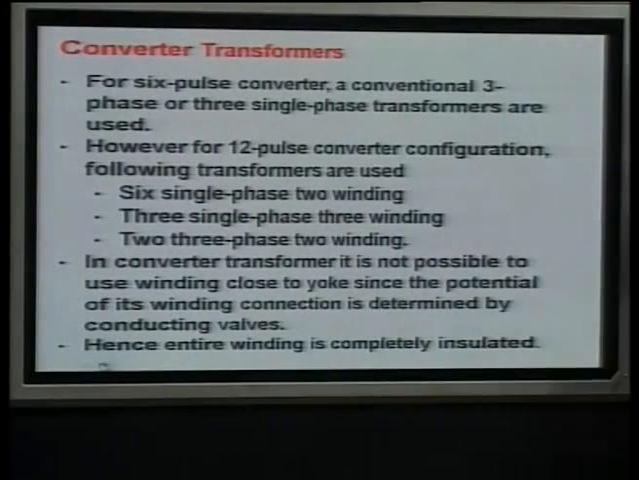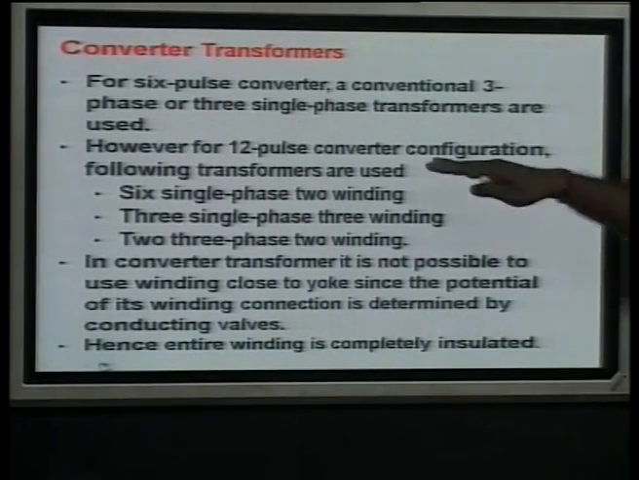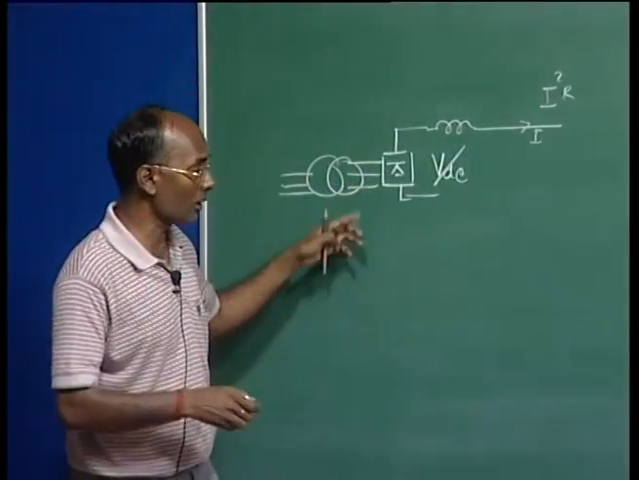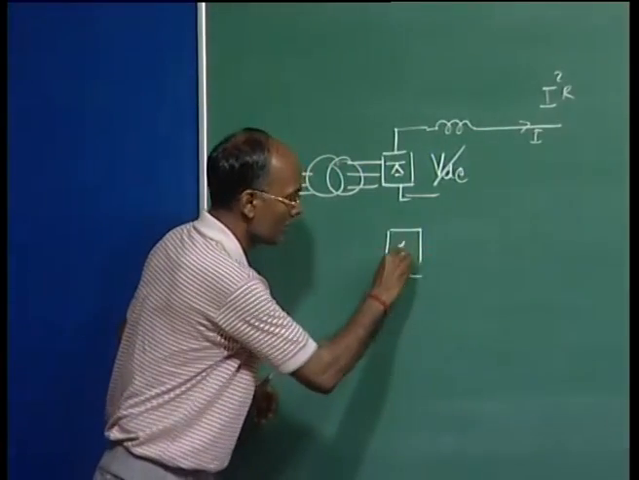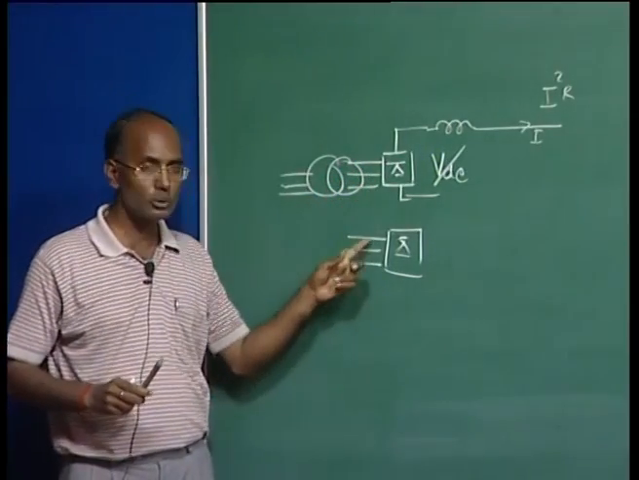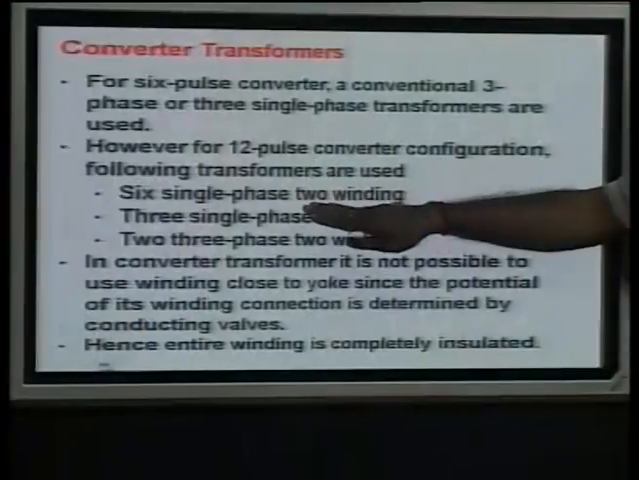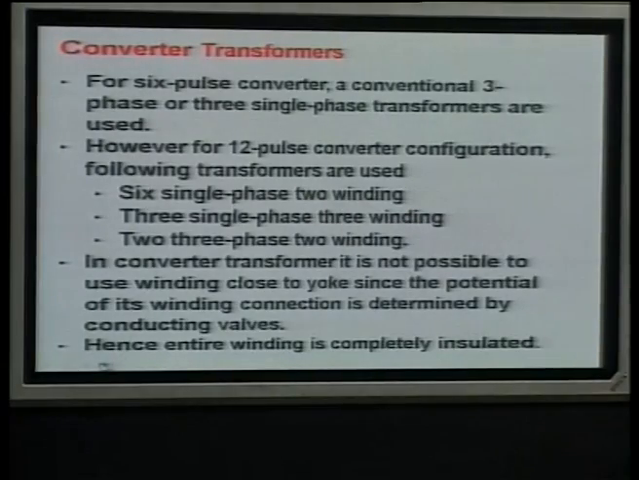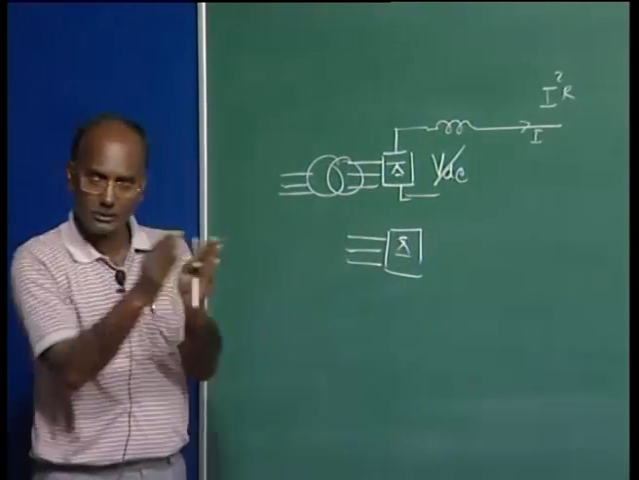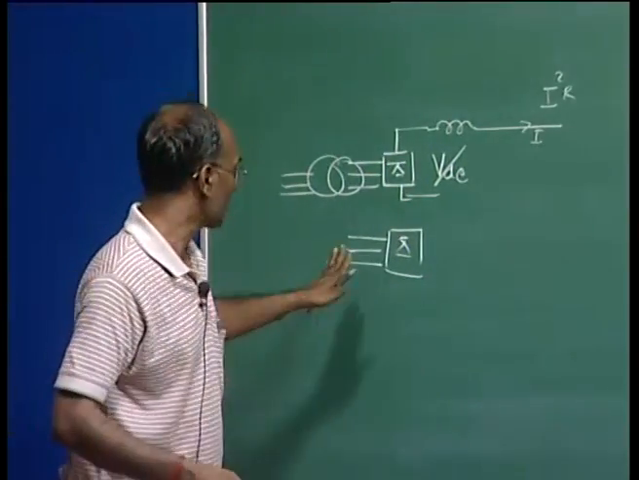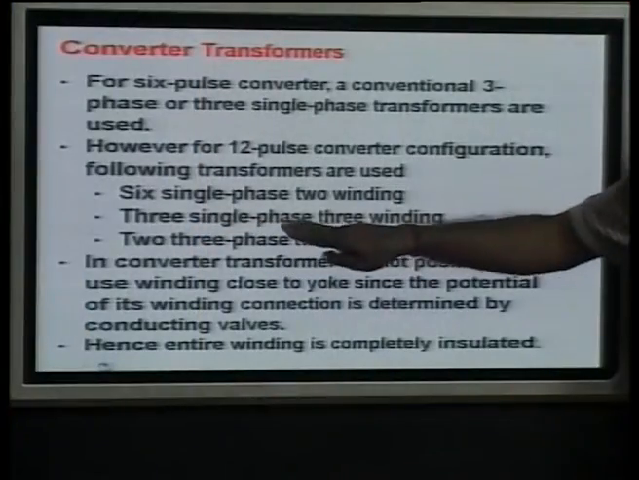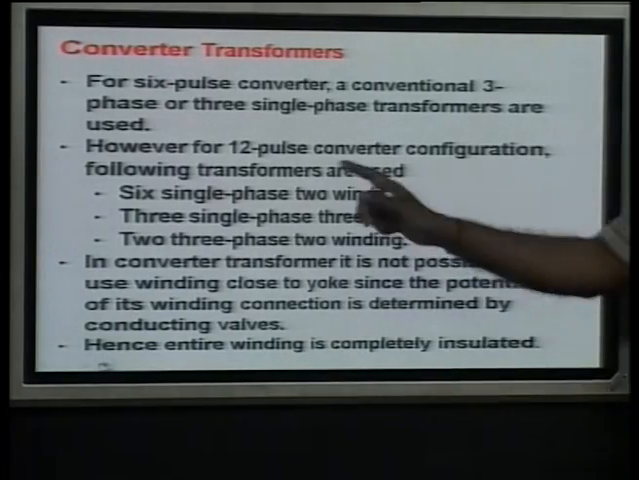In the 12 pulse converter configuration, the following transformers are used. For each of the 3 phases, now we are going to have another pulse group, again 3 phases. So we require 6 single phase 2 winding transformers. This is a 6 pulse group, and this other 6 pulse group is going to be added with some shift. So we require either 6 transformers of 2 winding, or we can have 3 single phase transformers of 3 winding, or the reverse is also true.